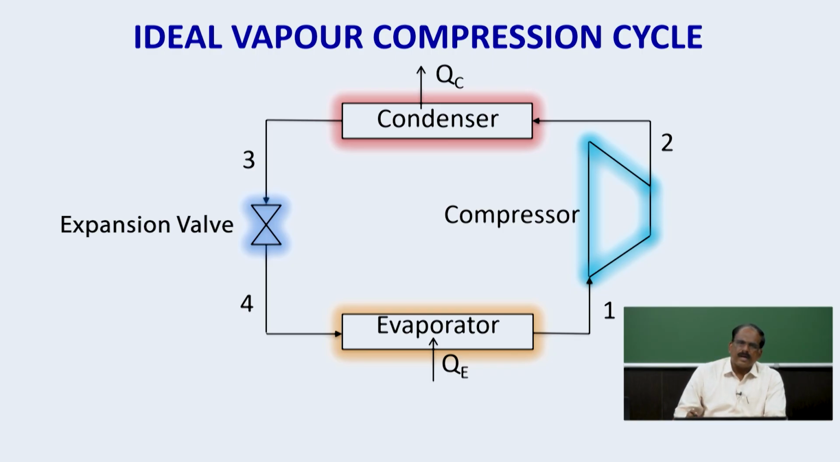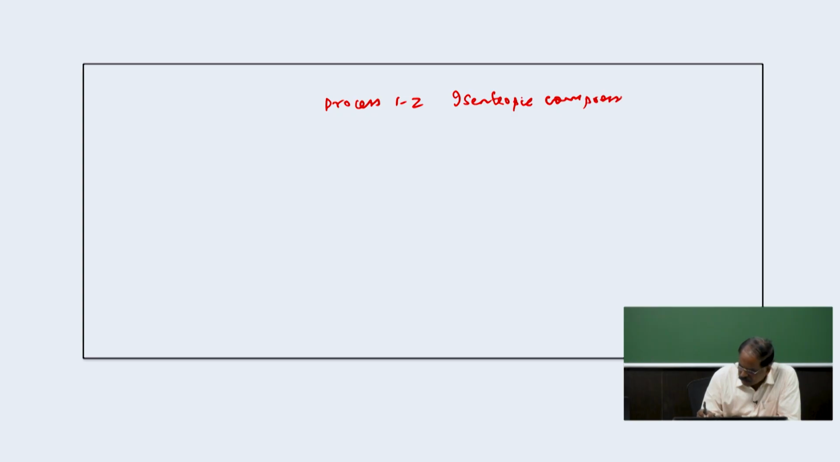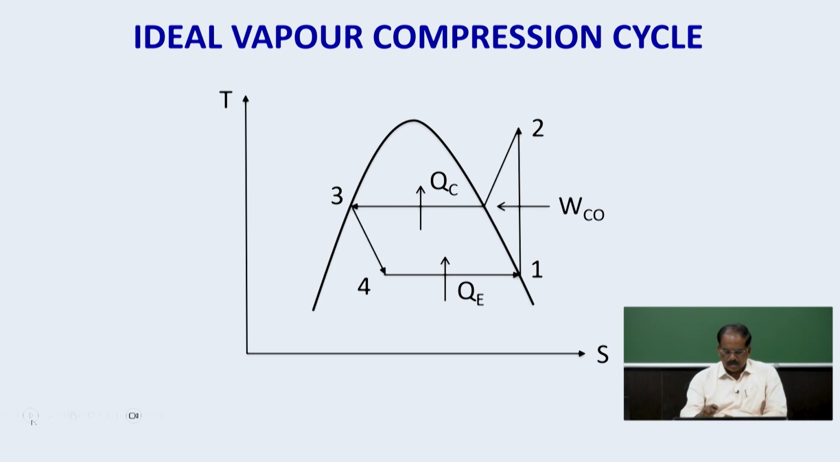So 1 to 2 is isentropic compression. Process 1 to 2 is isentropic compression of refrigerant. If you see the next one, this is isentropic compression 1 to 2.